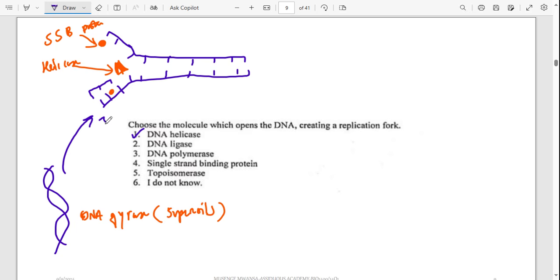For the strand running 3' to 5', it will be going forward. For the strand running 5' to 3', it will be going behind, because the new strand can only be formed in the 5' to 3' direction. That is because DNA polymerase can only read from 3' to 5', so the new strand can only be formed from 5' to 3'. Hope you get that. Okay.